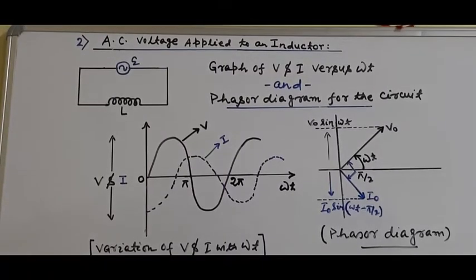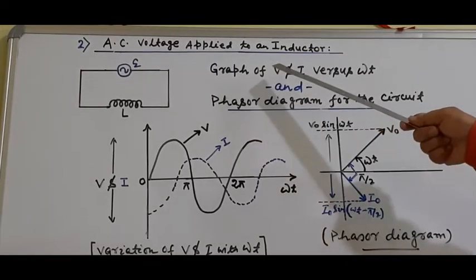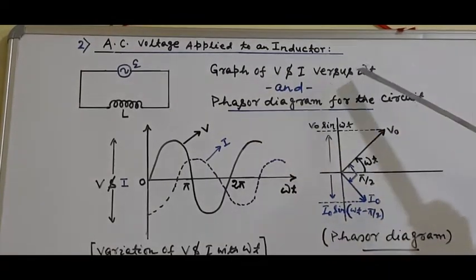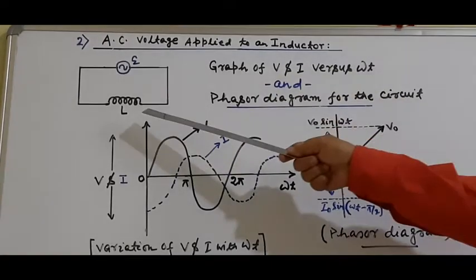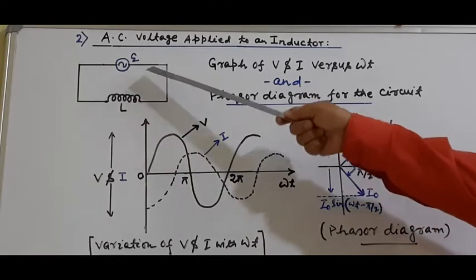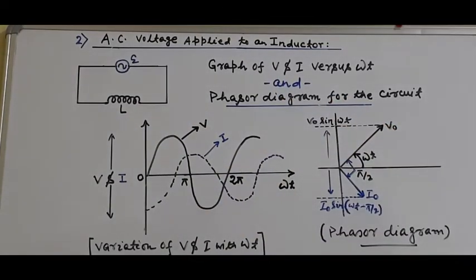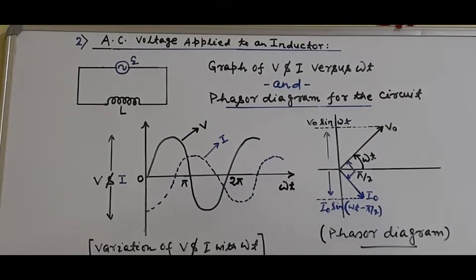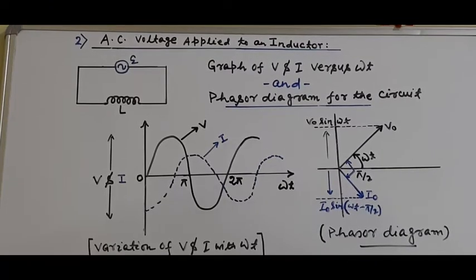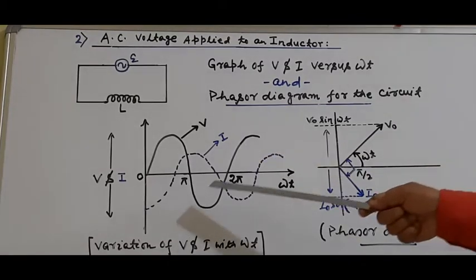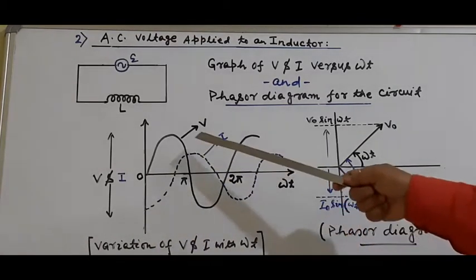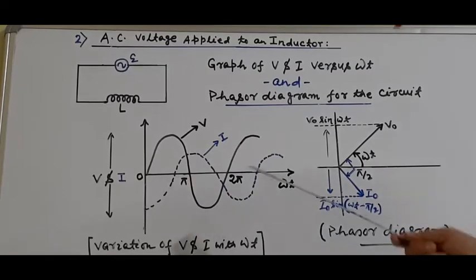Now we will draw the graph of alternating voltage and current versus omega t, and we will draw the phasor diagram for this circuit. It means an inductor connected with an alternating source. Students, from the expression of instantaneous voltage and current, we have seen that current lags behind the voltage by phase angle pi by 2. So here is the phase relationship between voltage and current shown graphically.